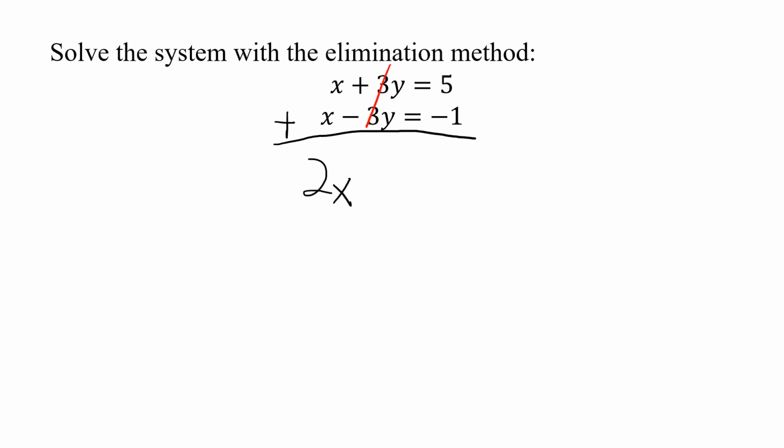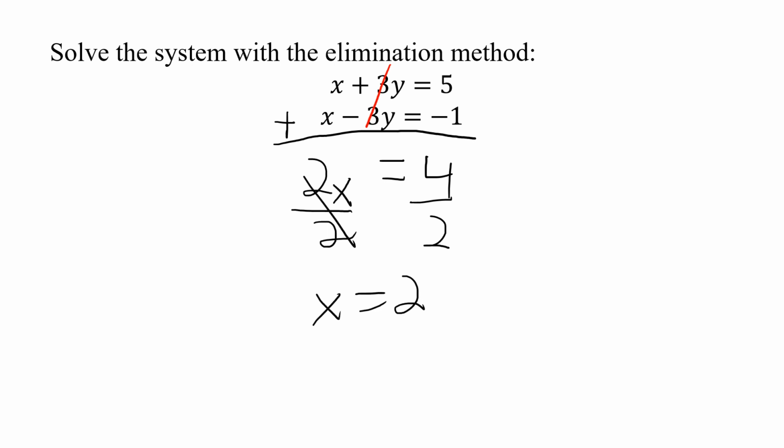And we drop that equal sign down. And 5 minus 1 is 4. So we get 2x equals 4. To find out what x is, we need to divide both sides by 2 to get the x by itself, and we get that x is 2.